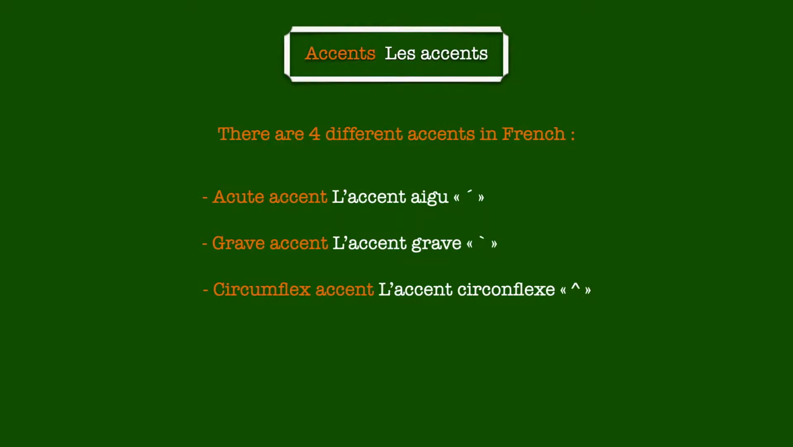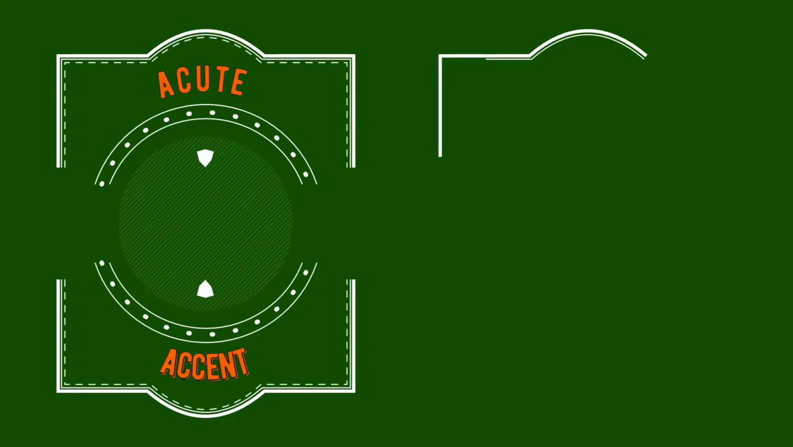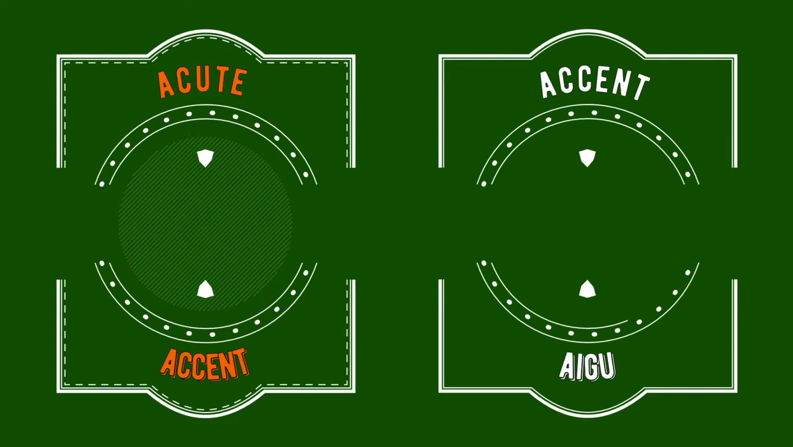There is also another accent that you probably don't know, which is the circumflex accent, l'accent circonflexe. And the last one is probably a new accent as well, and I'm speaking about the umlaut, le tréma. Alright. Let's move on to the first accent, the acute accent.